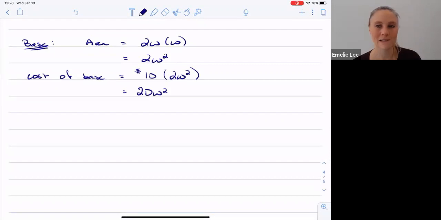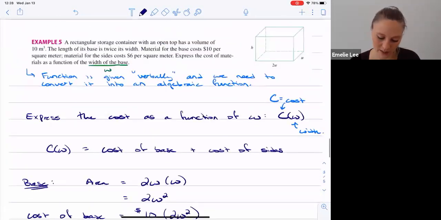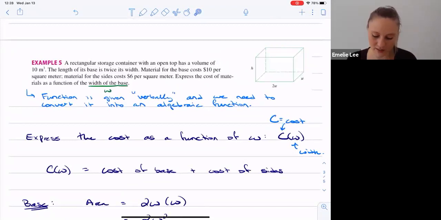Okay. Now I'm going to deal with the sides, right? For the sides, I've got 4 sides, right? 2 long sides and 2, let's say, short sides, at least from this image. So I've got 2 sides that are h times 2w, right? And then I've got 2 sides that are h times w, for the area. And it has an open top, so I don't need to worry about the top.